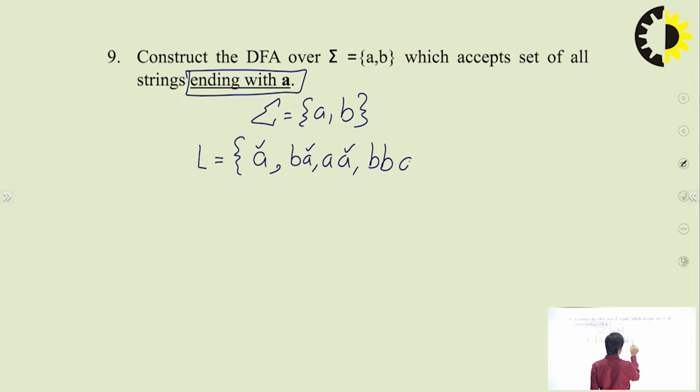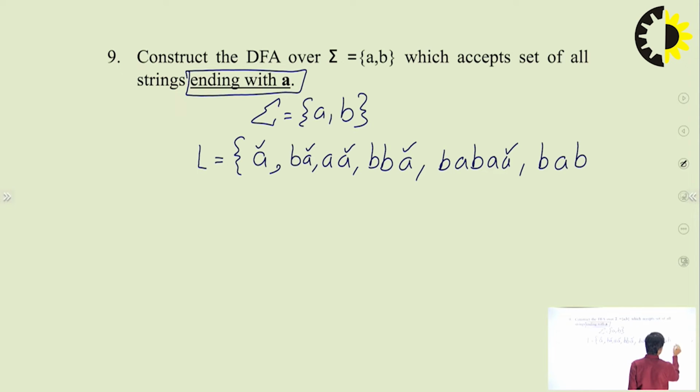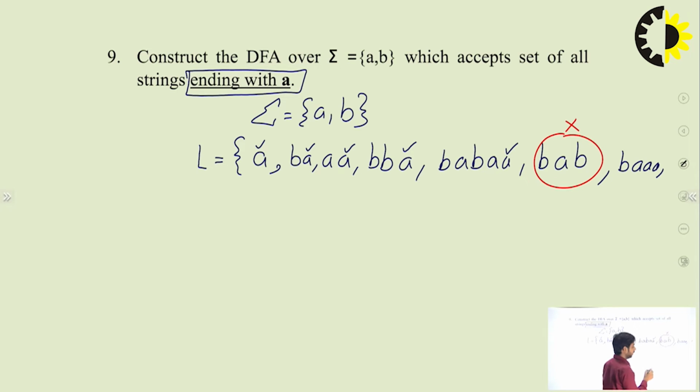B A, this string is also ending with A. B A B A A, this string is also ending with A. B A B does not come into the language, so this is not in the language. Now B A A A also comes into the language. And so on.